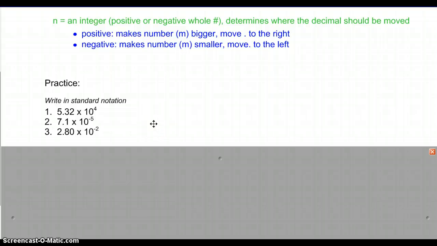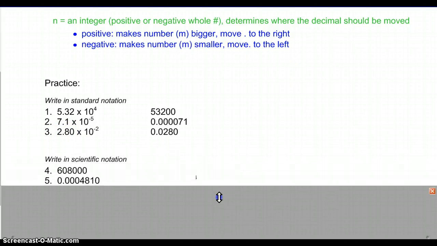So now that you've tried these, the answers, as you can see, the first one would be 53,200. The 4 is going to make the decimal move 1, 2, 3, 4 spots to the right. The next one is going to be 0.000071, so -5 is going to move 5 spots to the left. And 3, you're going to have 0.0280, so -2 is going to move 2 spots to the left.